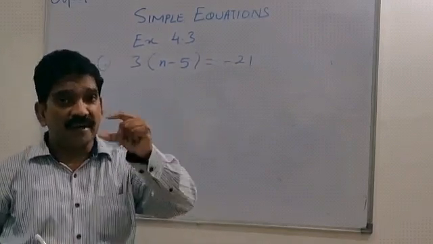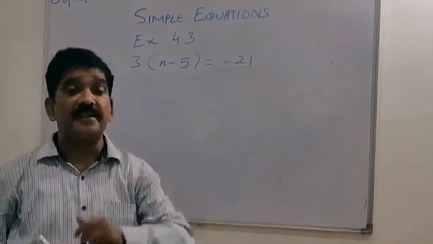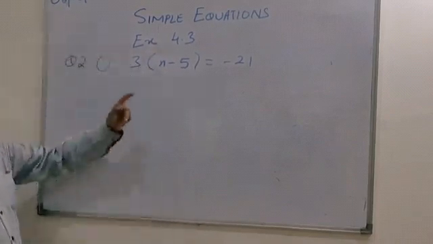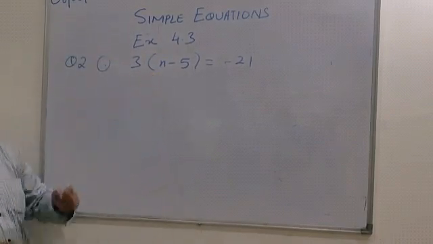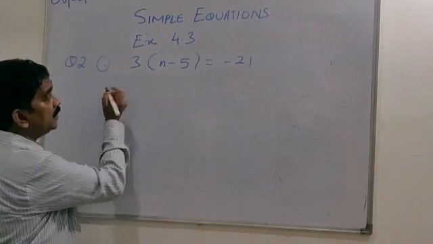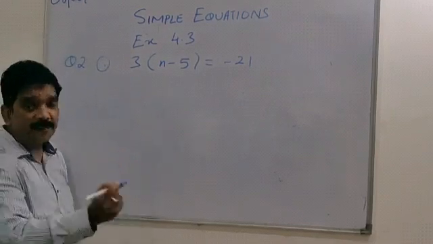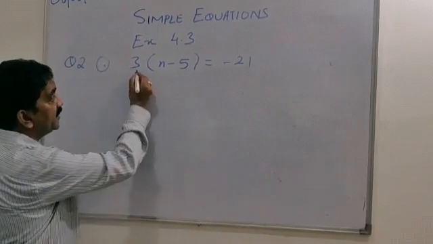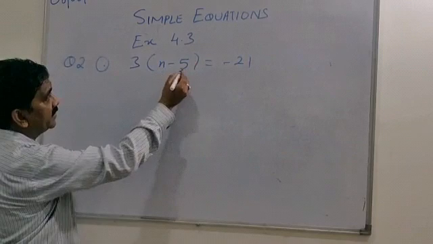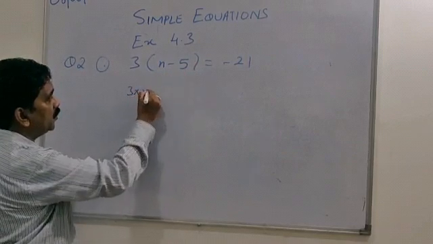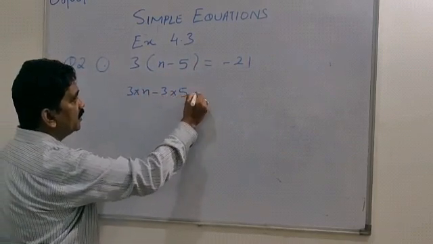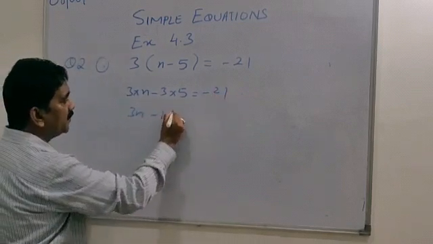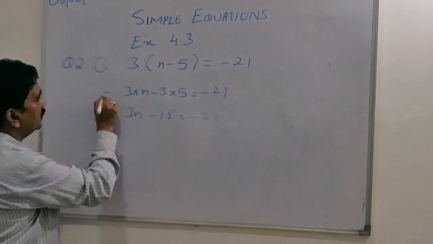Solve means solve for x, solve for y, solve for n. That means find out the value of x, find out the value of y. In this case, we have to find out the value of n. Now, let me do it by the second method, like what we did in the previous question. Here again, 3 multiplied to this bracket, that is n minus 5. It means 3 into n minus 3 into 5 is equal to minus 21. So this will give me 3n minus 15 is equal to minus 21.